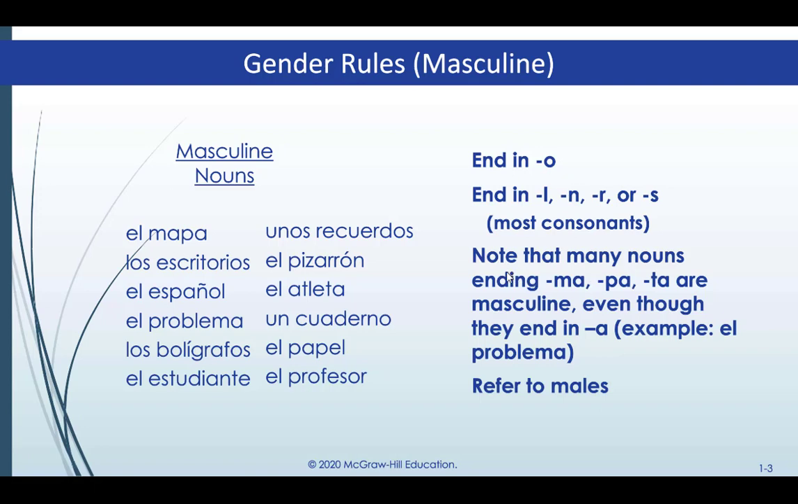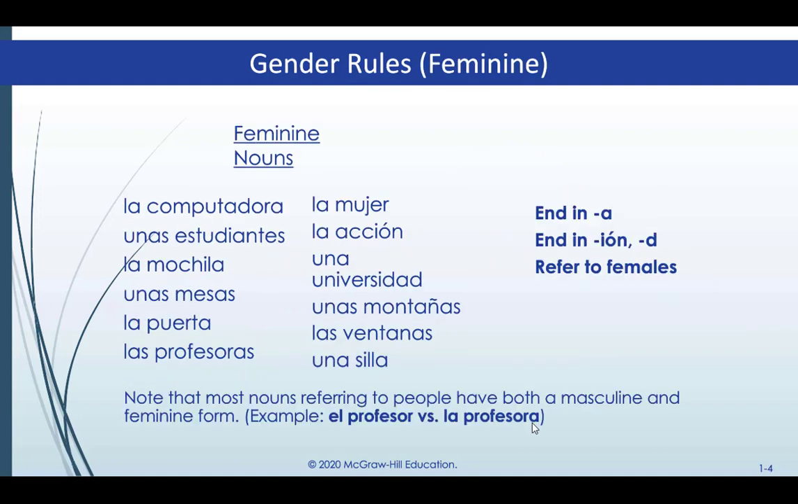And then other nouns that end in MA, like ma, pa, ta, are also masculine, even though they end in A. So there will be some exceptions, but also the ones that refer to males. But yeah, you'll see some exceptions, but those are the main rules for when you see a noun and you want to kind of guess if it's masculine or feminine. Here you have some little rules.